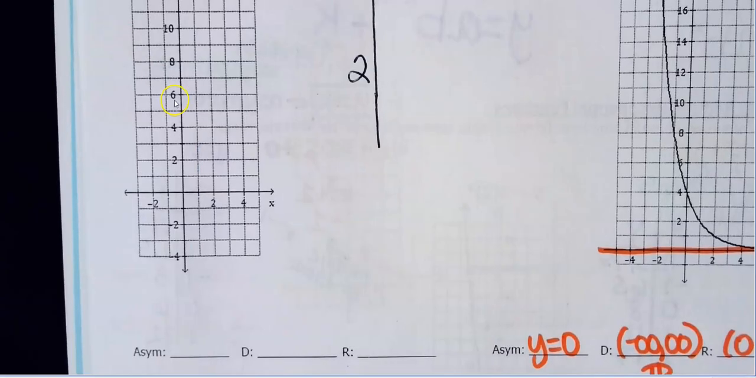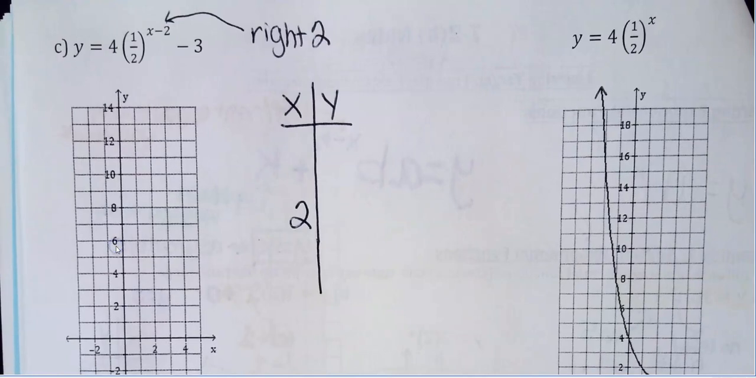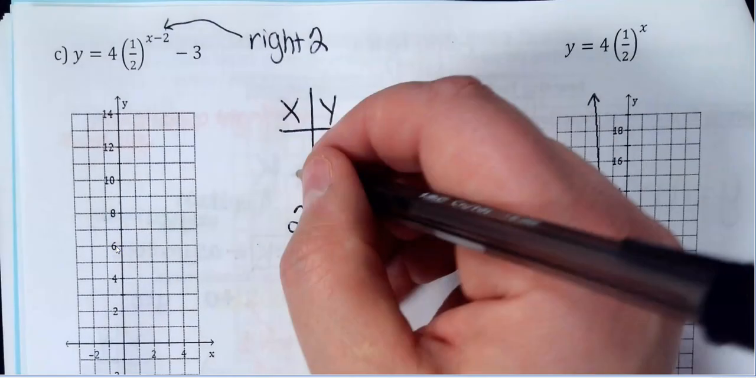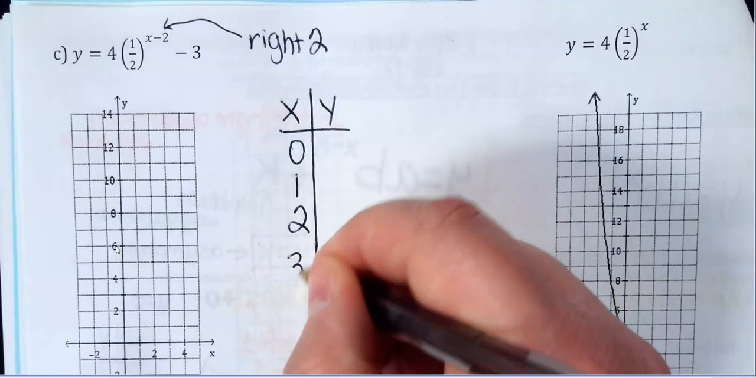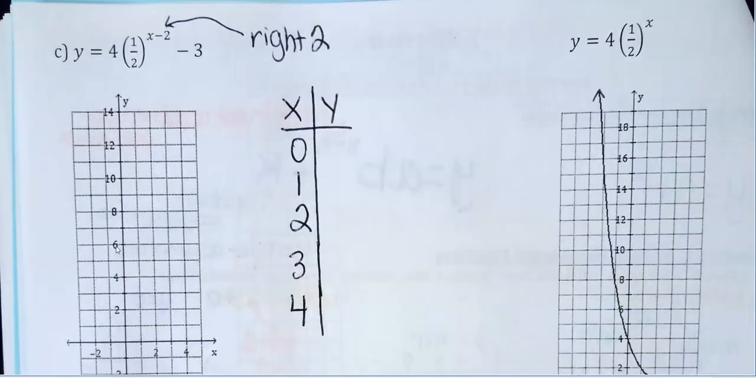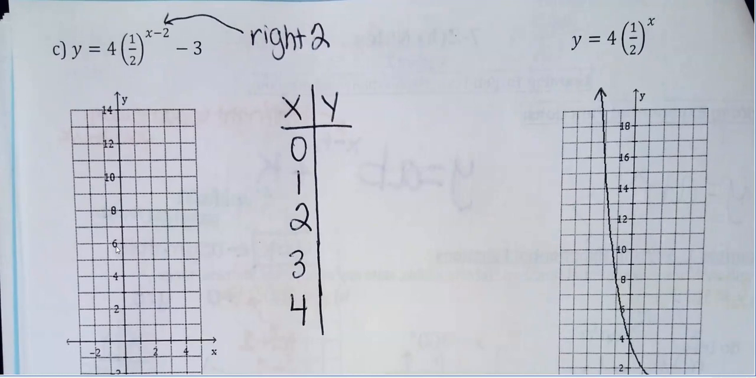Make this bigger so we can read it. Okay, so I'm going to put 2 in the middle of my table. And then just do 2 smaller numbers, so I'd do 1 and 0, and 2 bigger numbers, I would do 3 and 4. You can pick whatever values you want. You just have to have 5, but I would always tell you, if you have a left or right shift, whatever sets that exponent equal to 0, put that in the middle of your table. That'll give you a better idea of the shape of the graph.